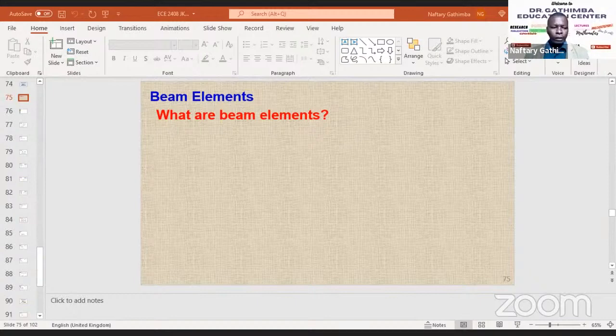Good morning, everyone, and welcome once more to our lecture on Introduction to Finite Element Methods. This being our fourth or fifth lecture, we've looked at the spring element, the illustrative tool. We've looked at the bar element, both in 1D and oriented in 2D space. And today we look at the beam element.